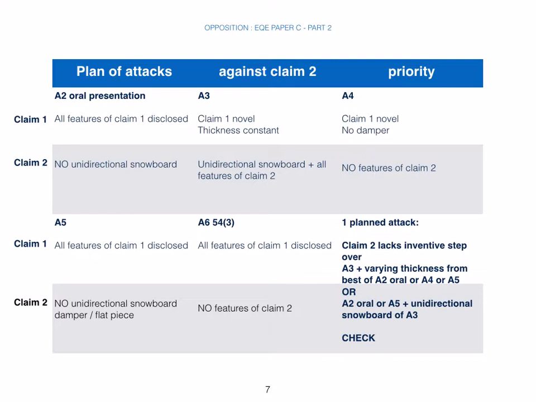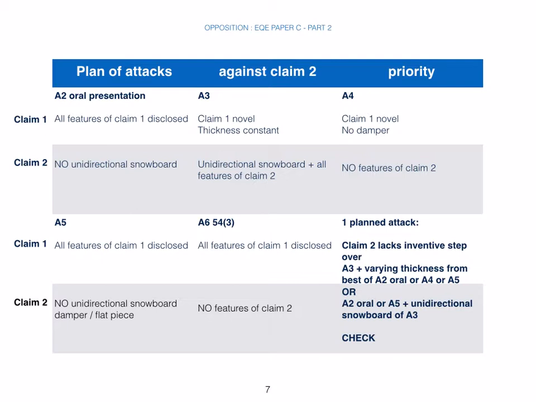It seems to me that A3 is the most promising because it has a unidirectional snowboard, and the differentiating feature is the variation of thickness of the core along the length. This varied thickness feature can come from A2 or A4 or A5. We'll have to check which is the best secondary document.